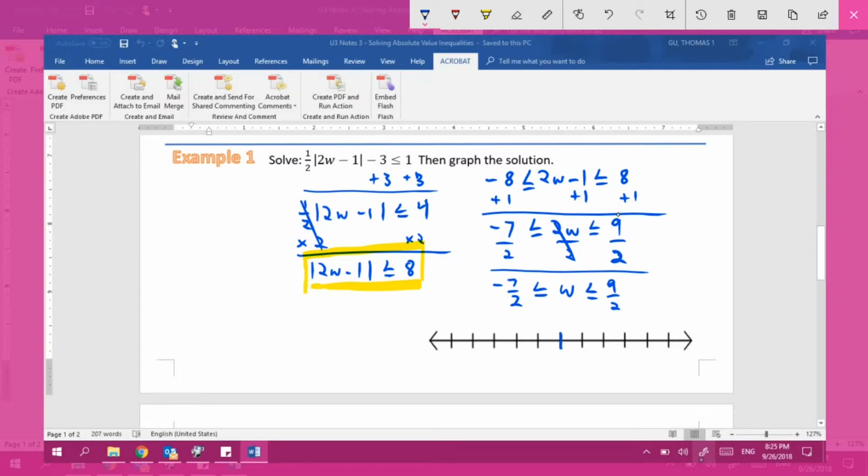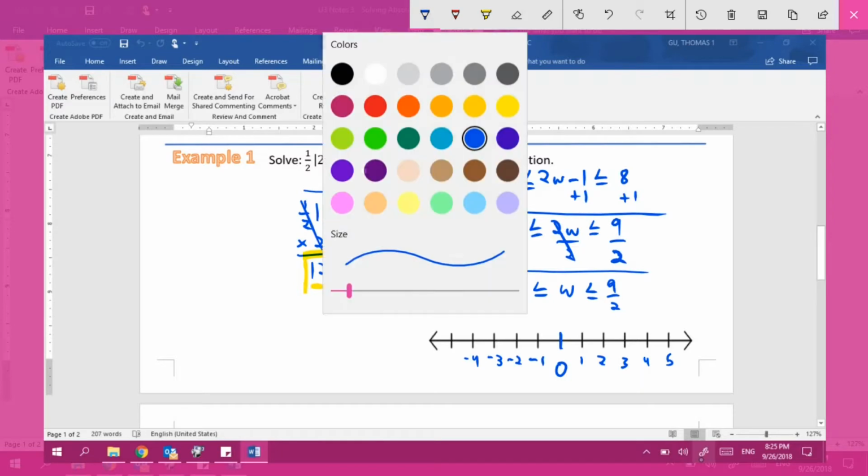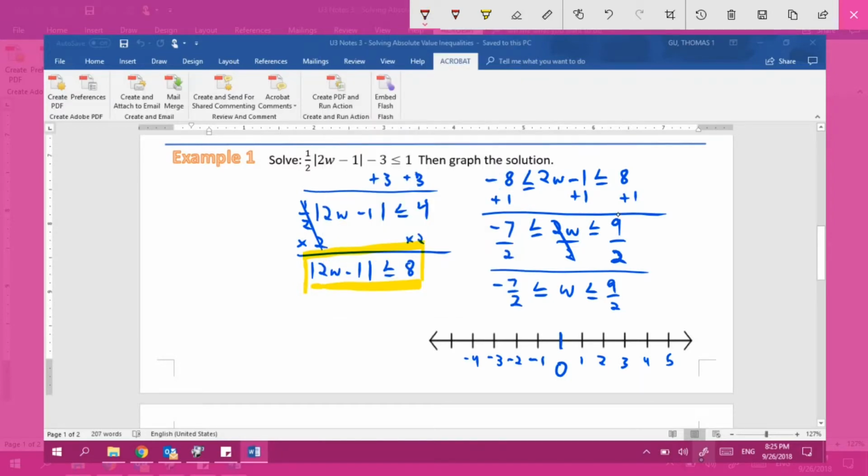So let's put 0 on the number line right here. And then we've got negative 1, negative 2, negative 3, negative 4. And on this side over here, we've got 1, 2, 3, 4, and 5. Negative 7 halves is going to be halfway between negative 3 and negative 4. And what symbol do we use? We're going to use a solid circle because it's equal to. So right here, boom. And then where about 9 halves? 9 halves is halfway between 4 and 5. And what type of circle should we use? A solid circle. That includes the point 9 over 2.